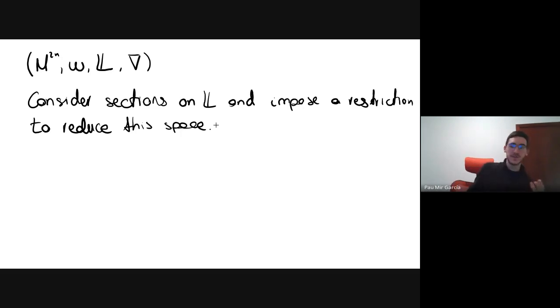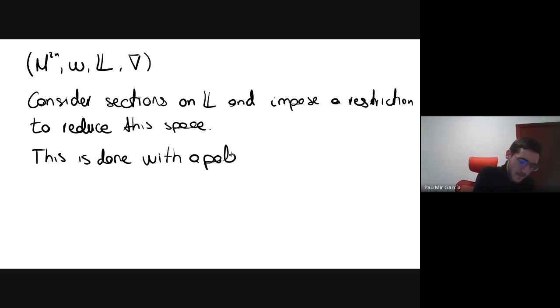So now we will impose a restriction, which is kind of arbitrary and is related to the purpose of our quantization. One possible restriction could be imposing a Kähler polarization. Another one could be imposing a real polarization. In general, the restriction to some special sections on L is done via a polarization. So this is done with a polarization of L. And there are a lot of possible polarizations.